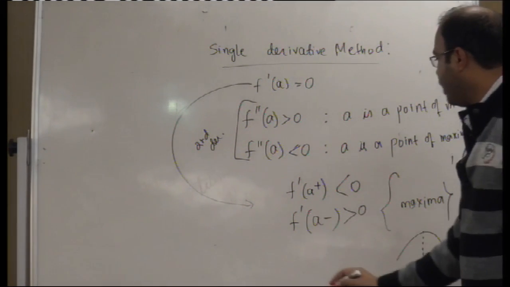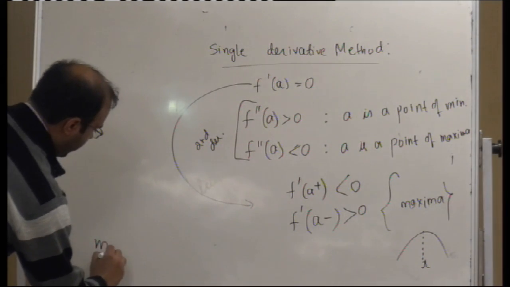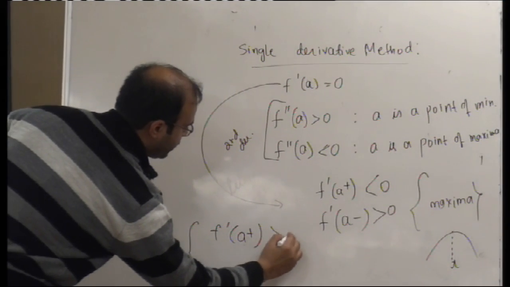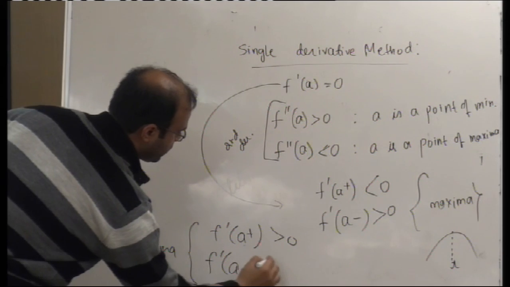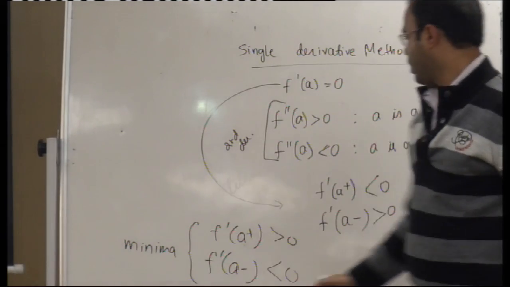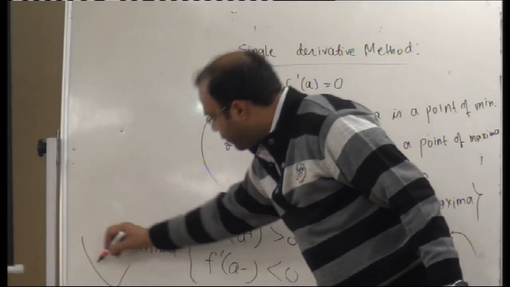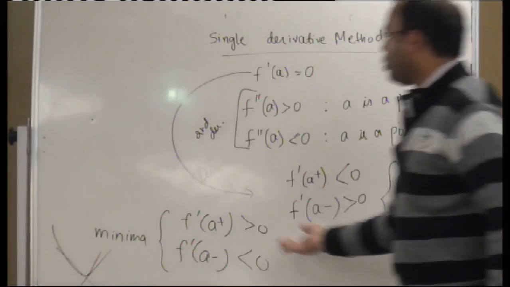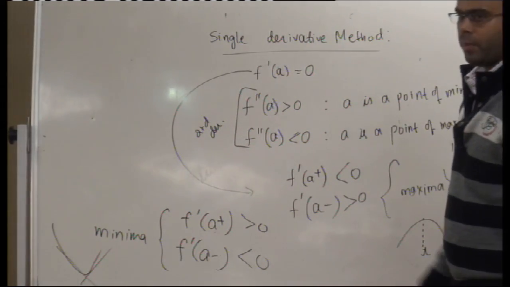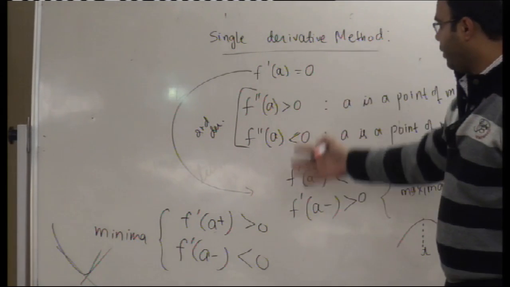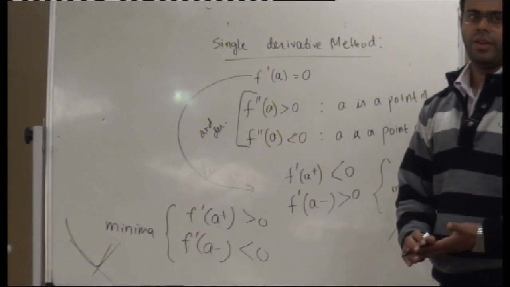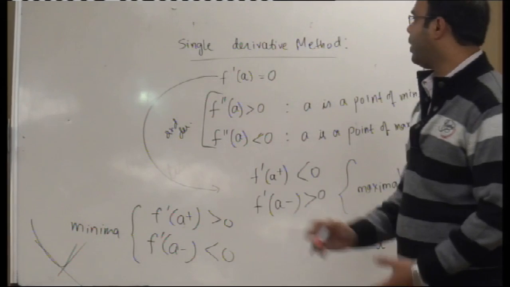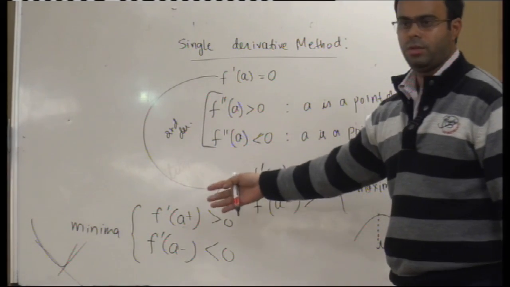And if you talk about minima, then f dash of a plus is greater than 0 and f dash of a minus is less than 0. So in case of minima, the slope before a is negative, and then after a the slope is positive. So we say that it changes like this. So you can check by either the first derivative or the second derivative, if a function is differentiable, whether it is maxima or minima. Other than these two methods, we have the nth derivative test, for where the double derivative test fails and we don't want to apply the single derivative test.